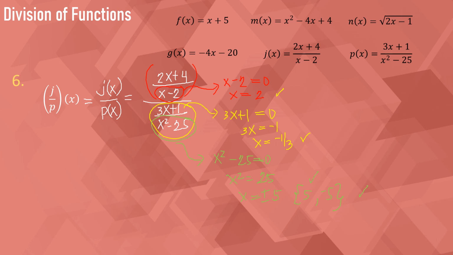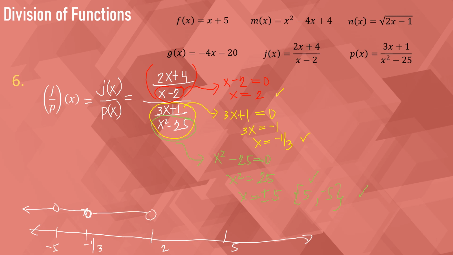Therefore, paano natin isusulat ang domain? Ang domain nito, para mas maintindihan nyo, gawa tayo ng number line. So, this is negative 5. Okay, negative 1/3. This is 2. This is 5. So, ibig sabihin, bawal ang negative 5, bawal ang negative 1/3, bawal ang 2, bawal ang 5.